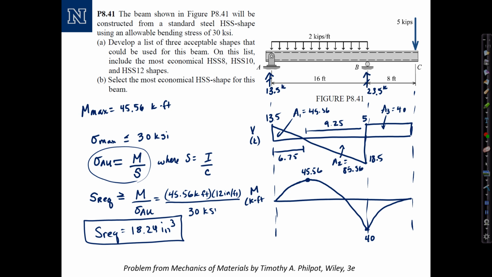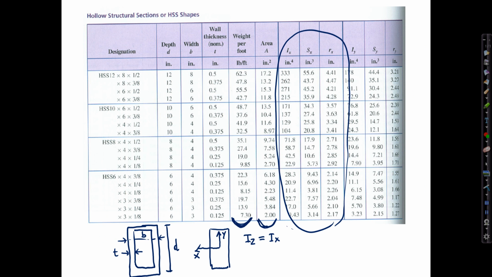Okay, so going back to the next slide, the chart, and remember our requirement that S required equals 18.24 inches cubed. We can identify some suitable sections that will work. And I'm going to switch over to highlighter in order to do that. Okay, I'll just start with S_x and go down the chart. 55.6, this one will work, this one will work, this one will work, this one will work. This one, this one, this one, this one. So everything in the 12 series and the 10 series will work for this example.